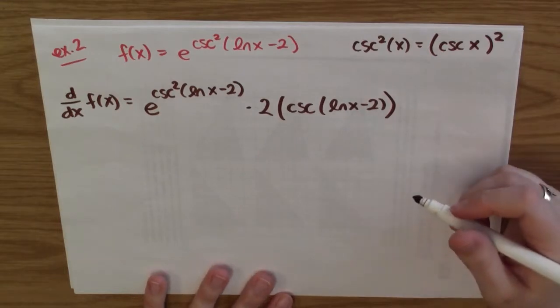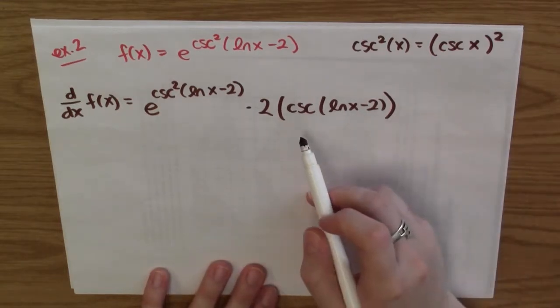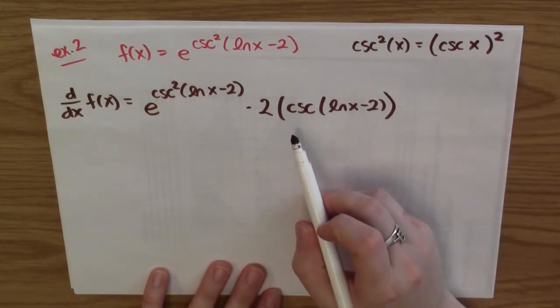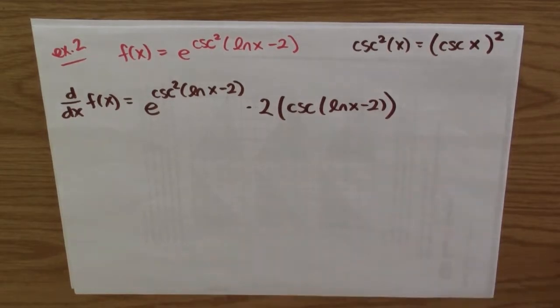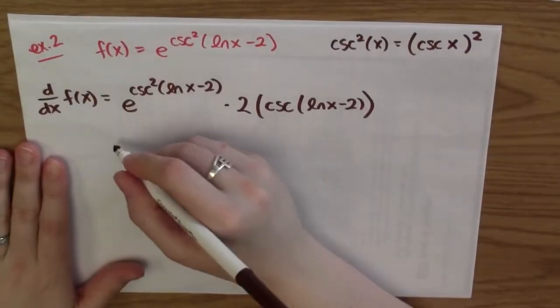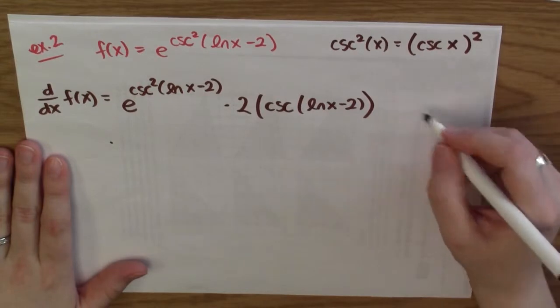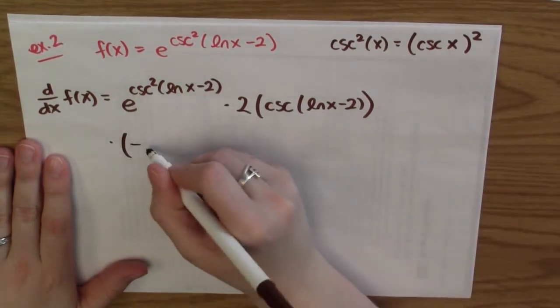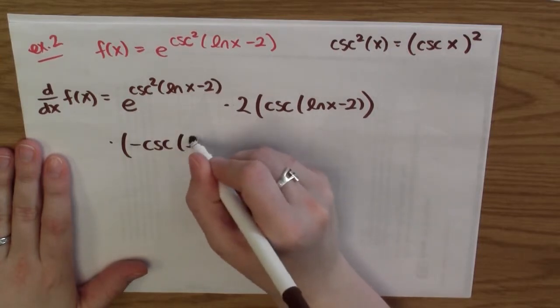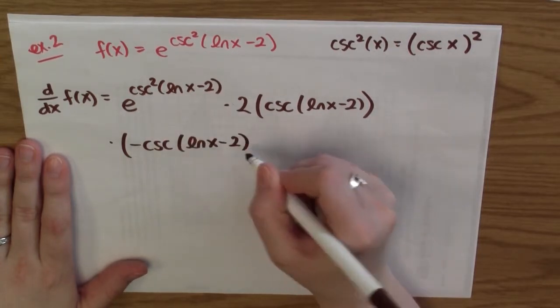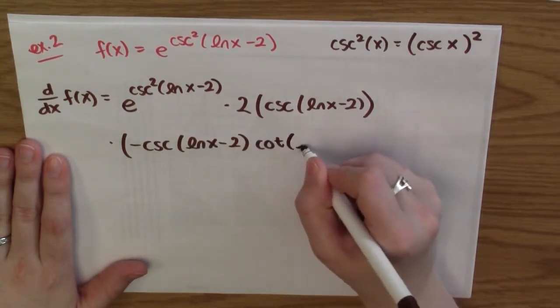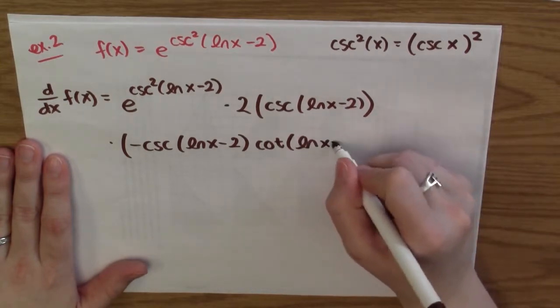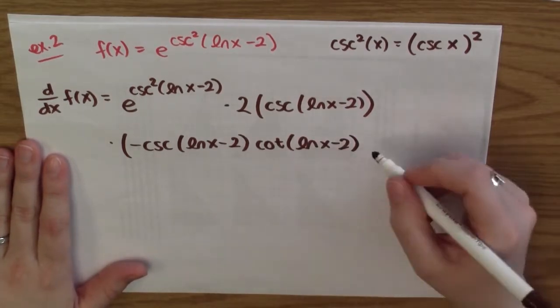All right, so I move to the next innermost function, and that's the cosecant. So the derivative of cosecant is negative cosecant cotangent, so I multiply by, we're going to move to the next line since we have so much stuff. So I multiply by negative cosecant of the thing, natural log of x minus 2, times cotangent of the same thing, natural log of x minus 2, for the derivative of the cosecant.